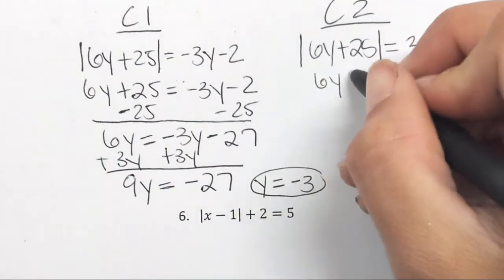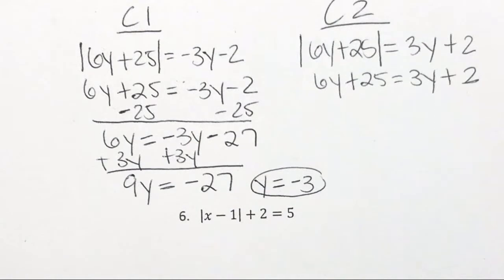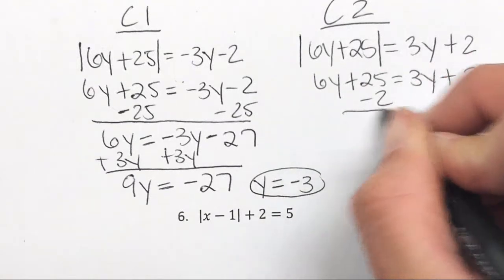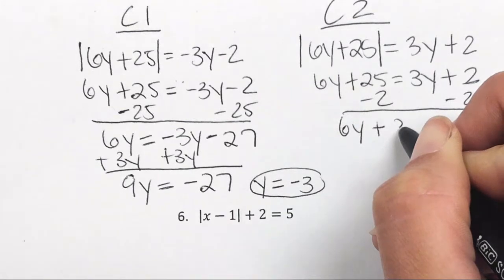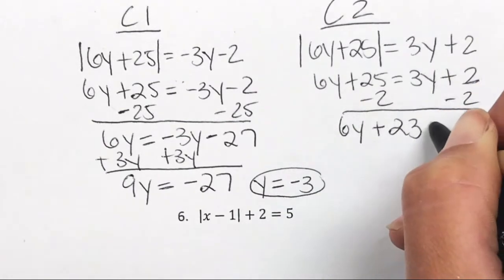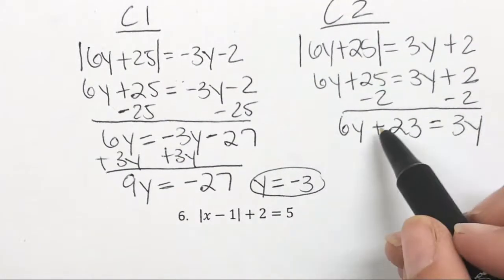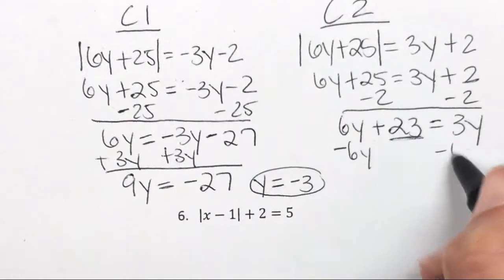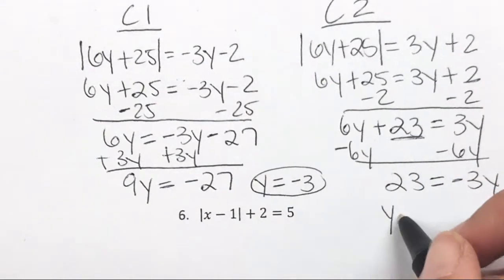Alright, so case 2, 6y plus 25 equals 3y plus 2. Alright, Jarius, what do you want to move first? 2? Okay, we can do that. So we get 6y plus 23. Good, we're subtracting. Equals 3y. And now we have to move the 6y, because this is our constant. So we have to move this away from it, now that it's by itself. So we get 23 equals what? Negative 3y. And so y would be a decimal, correct?